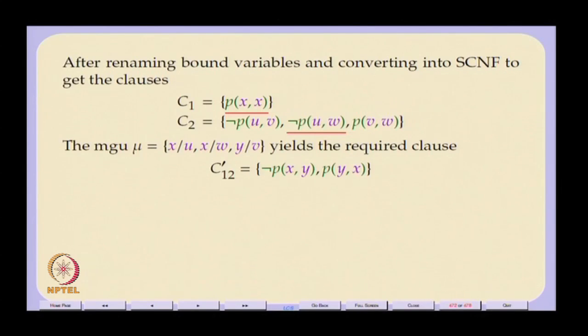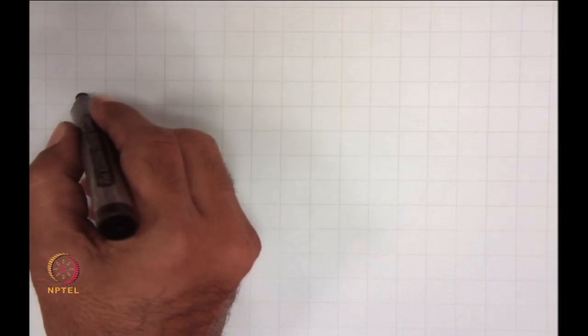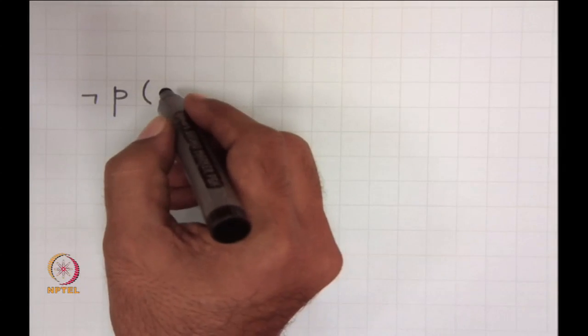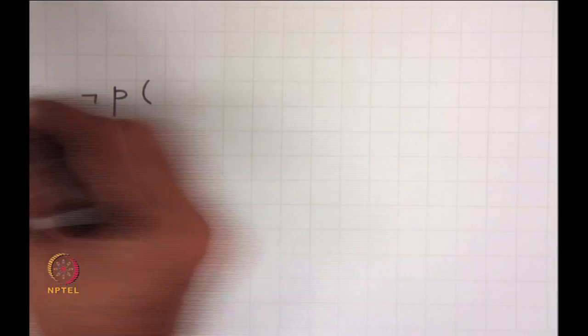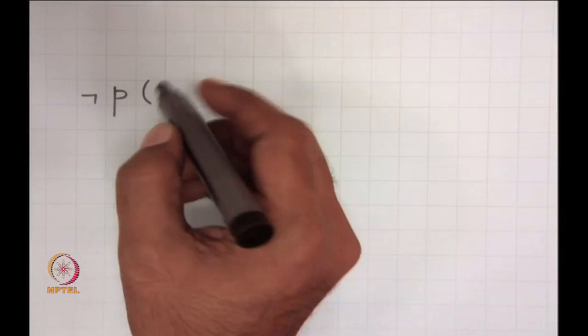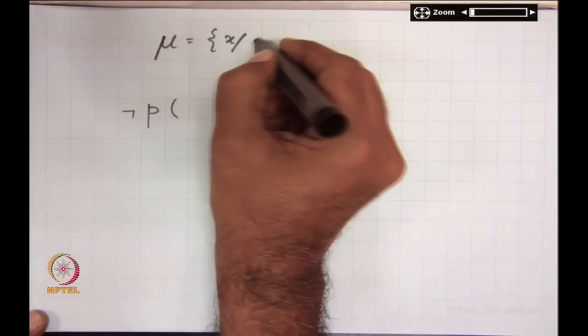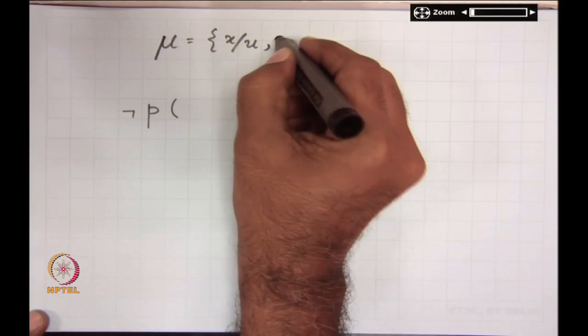Supposing we had done that, if I had just taken x for u, x for w, then I would have got essentially not p x for u. So, my mu c 2 basically. I choose my mu to be just x for u and x for w.